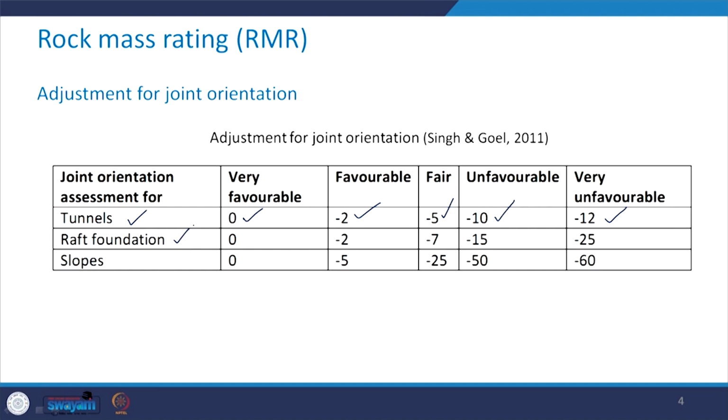In case you have the raft foundation, then this row is giving you the rating for the joint adjustment. Then for the slope it is the last row. So you can see that for very favorable condition it is 0, and for very unfavorable condition it is minus 60. So this table gives us the idea about the joint orientation adjustment for 3 different cases: tunnels, raft foundation and slopes.